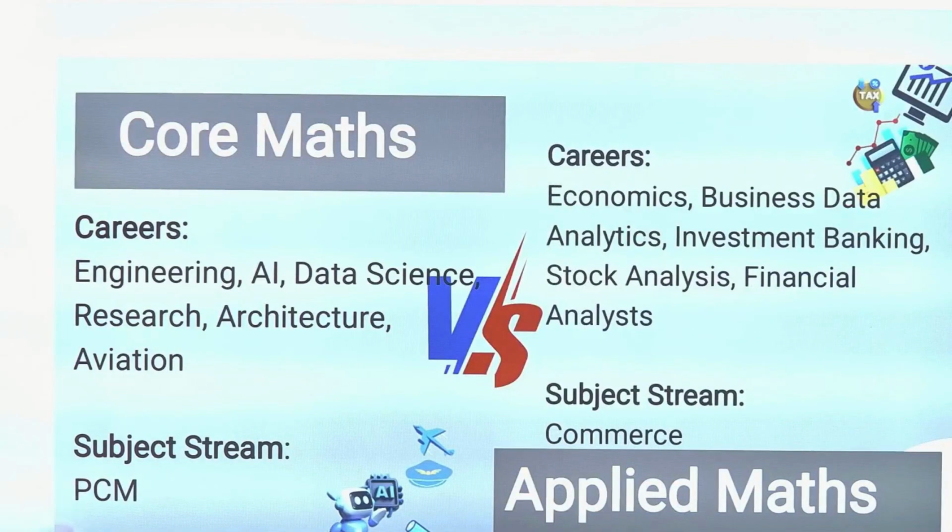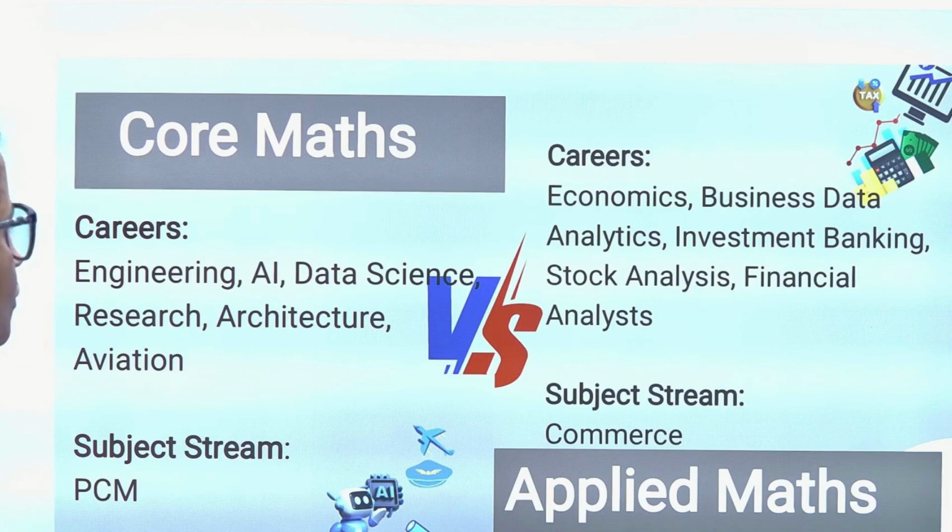Core maths opens career options for streams like engineering, AI, data science, research, architecture and aviation. So it gels well with physics and chemistry. So if you have chosen physics and chemistry, you should definitely go for core maths.